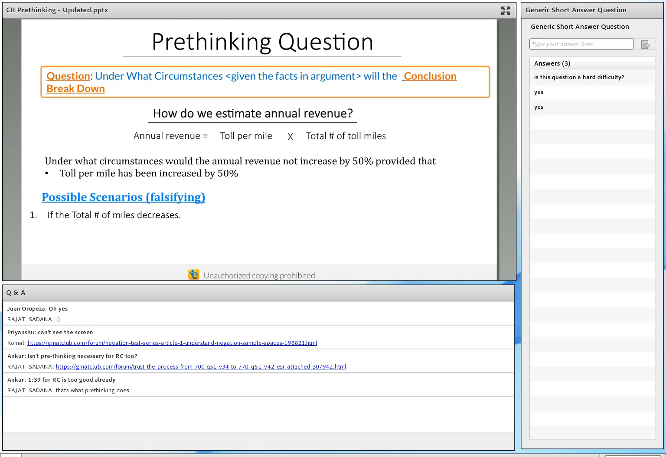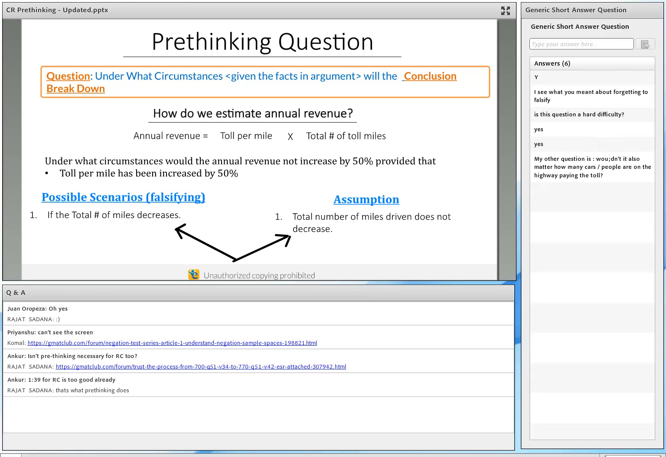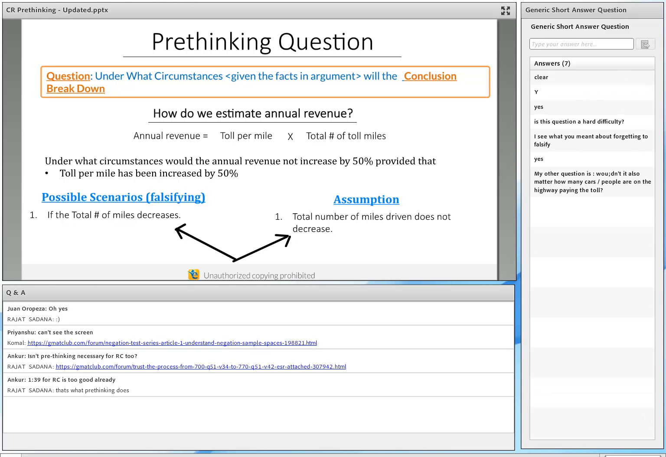Is this question hard difficulty? The answer choices seem to say that, yes. The way you've chosen the answer choices. What's the assumption? The total number of miles traveled does not decrease, right? The assumption clear? If this is the scenario that falsifies my conclusion, the assumption is this scenario doesn't exist. Okay. We're going to look at the answer choices. So, Mariam, let's not get ahead of ourselves. We're going to get there.